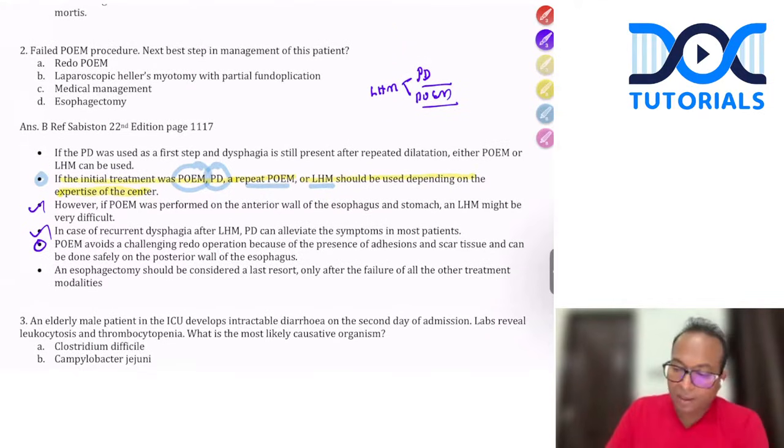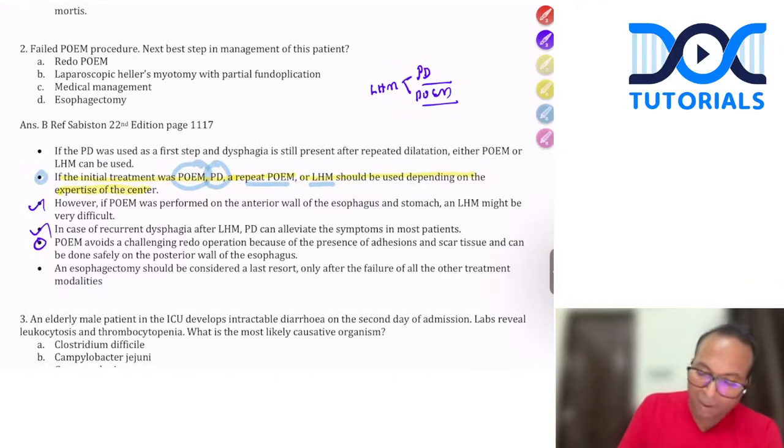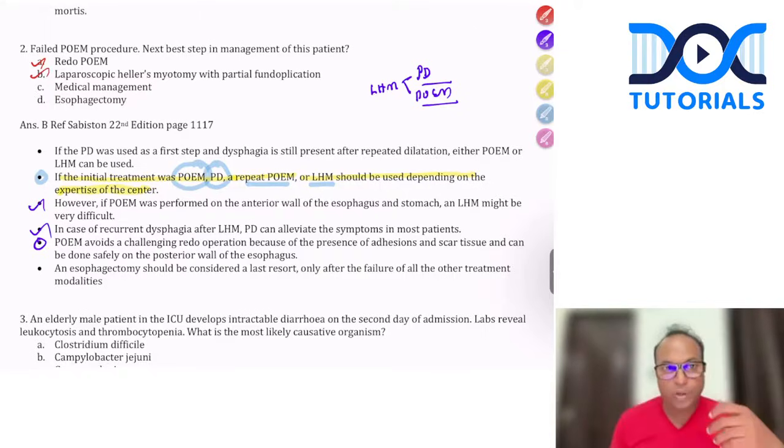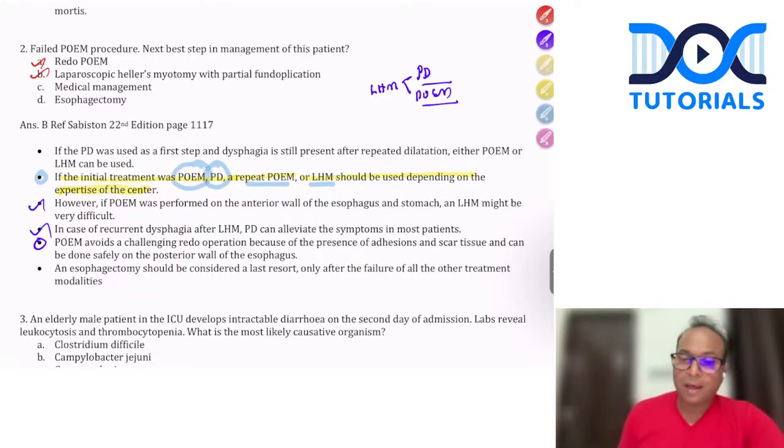So here, for a failed POEM in this patient, the better options are answer A or B. Both are acceptable options here. But there should have been some more fine tuning in the question, which would have made it a little more specific.